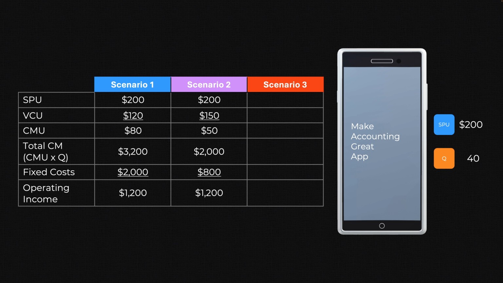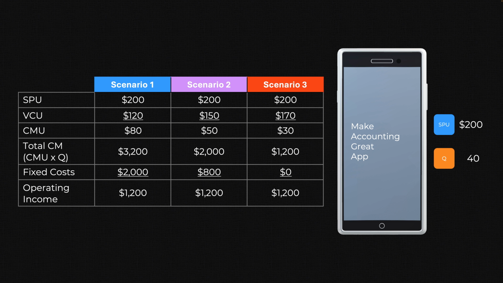And then we look at scenario 3. Scenario 3, the selling price per unit will be $200. The variable cost per unit will be all the way up to $170, for a contribution margin of $30 a unit. The total contribution margin is going to be $1,200. Subtract fixed costs of 0. That's the trade-off in scenario 3, a much higher variable cost, but no fixed costs. And this gives us an operating income of $1,200.